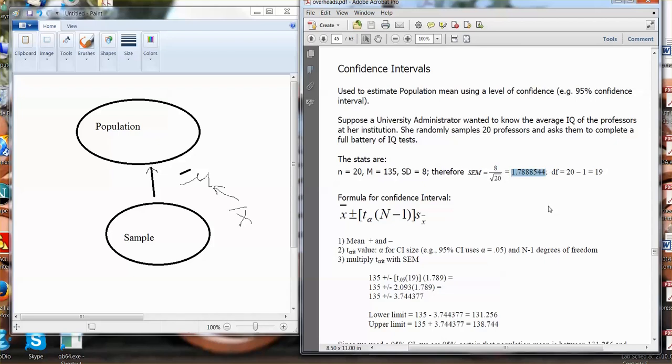We can also quickly calculate our degrees of freedom because we're also going to need that. We take our N, 20, minus 1, and we're going to have 19 degrees of freedom here. So those are the constituent parts that we need.